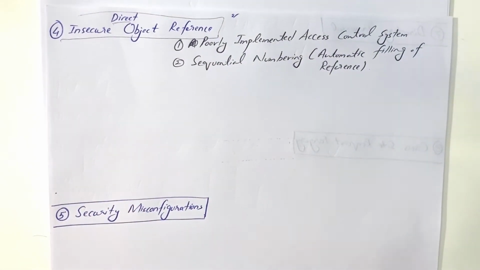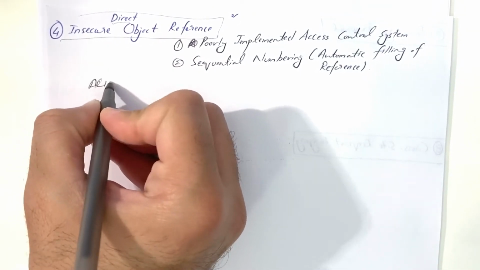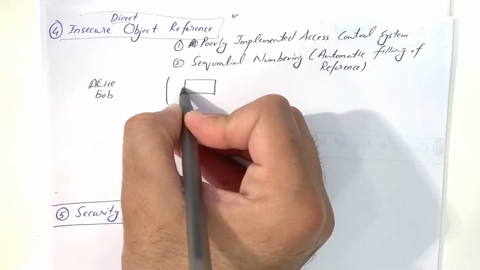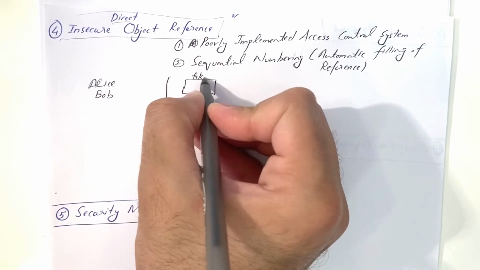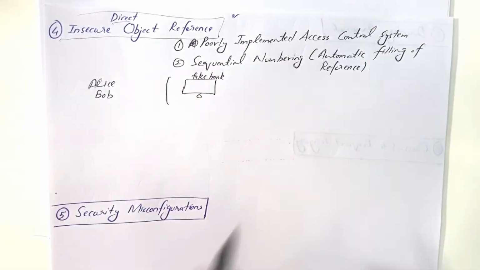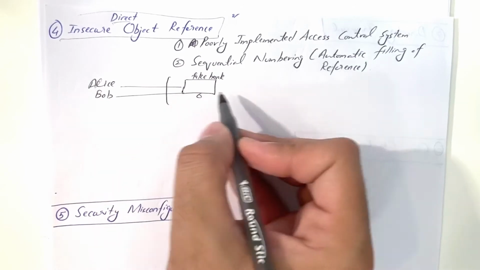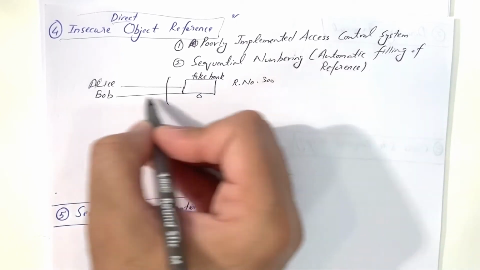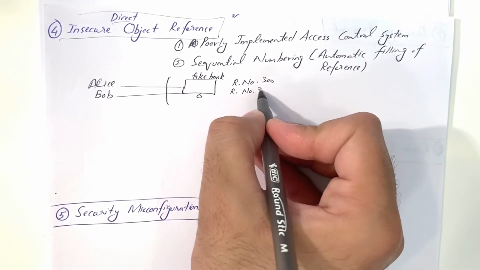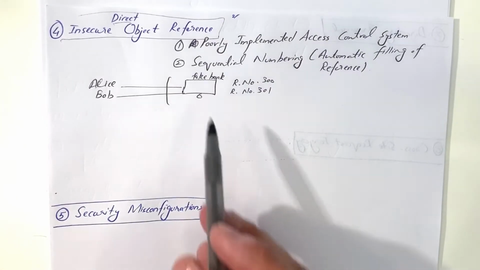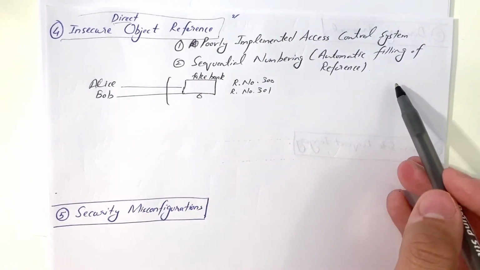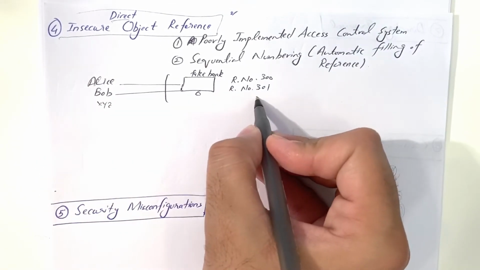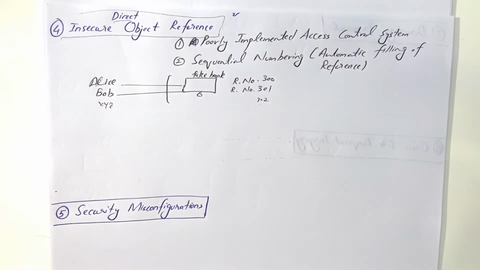For example, we have two users, Alice and Bob. They have created an account with this bank. Let's say this is a fake bank. After creating an account, Alice got a registration number, for example, 300. Bob got registration number 301. So if the web application uses sequential numbering or automatic filling of the reference, the next person, XYZ, will get 302, and so on.